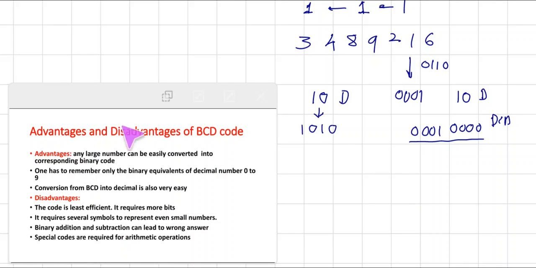So this is another number system which is actually used in digital circuitry and computer design, etc. So that we have to remember.